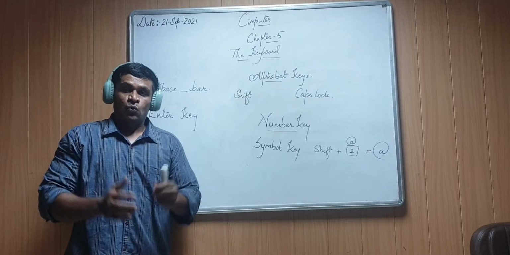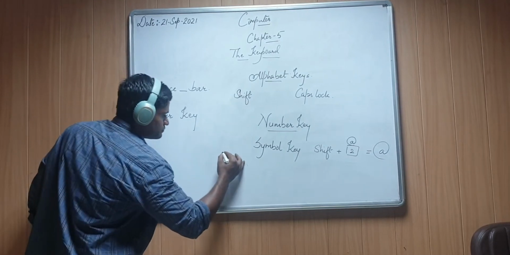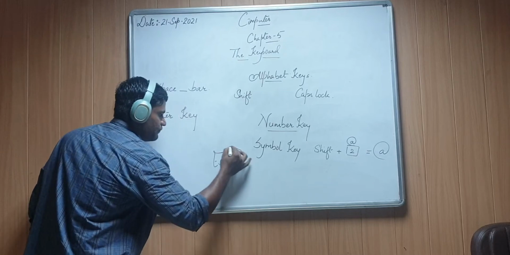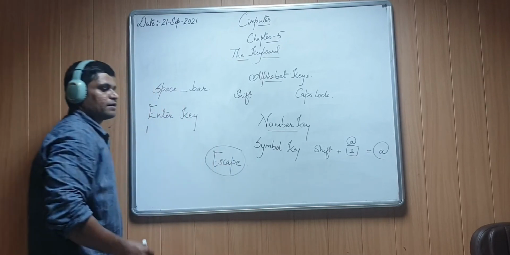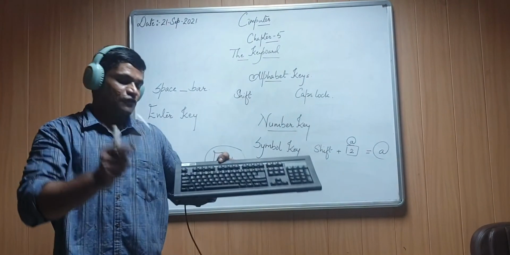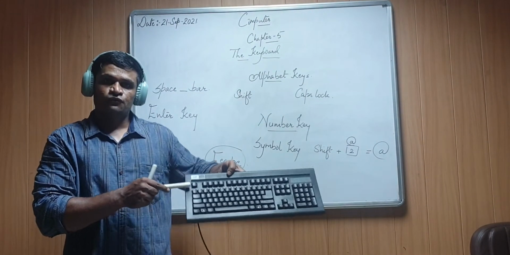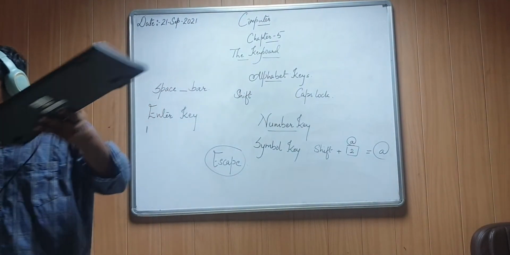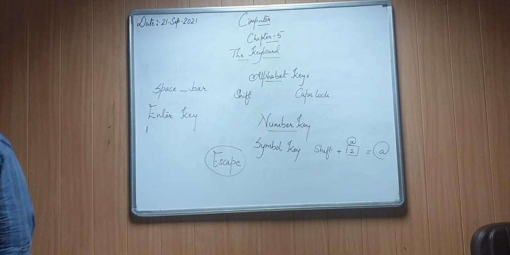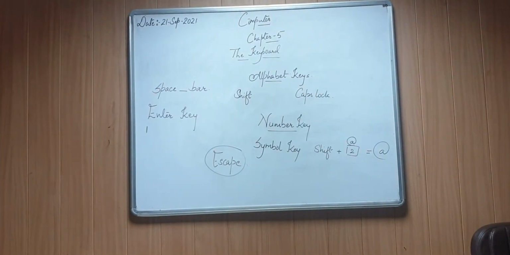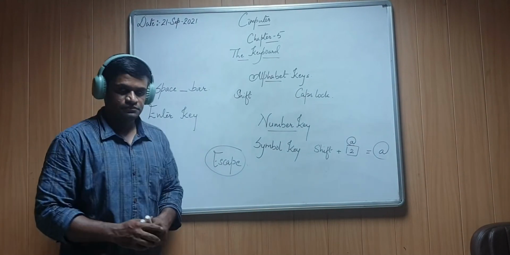Escape key, when you are working on some work and you want to come out of that work or program, we click on the escape key. Usually, the escape key is the first key of the keyboard, written as ESC. So whatever work you are doing, the escape key helps you to come out of that program or that action.